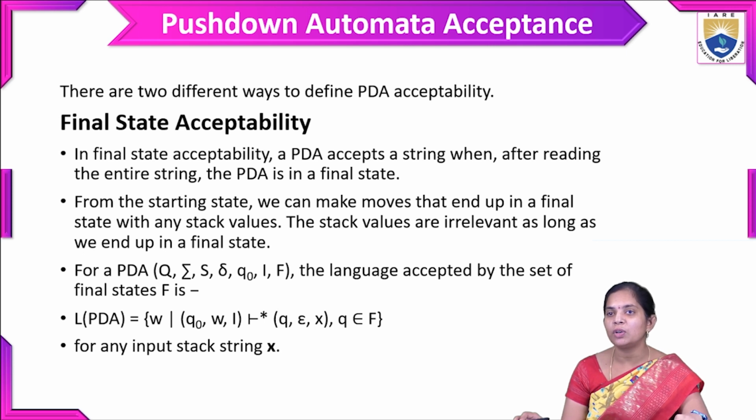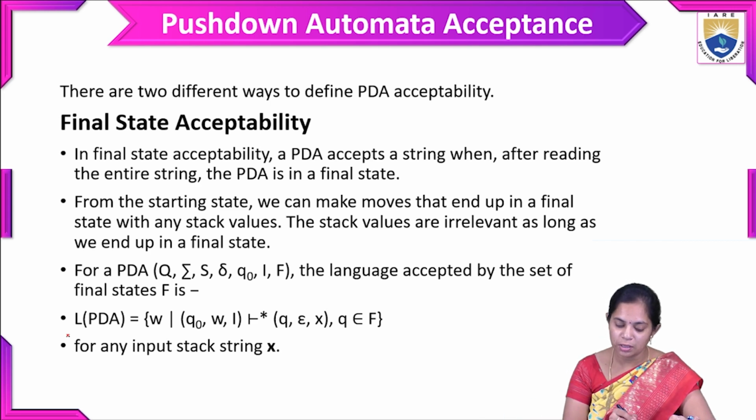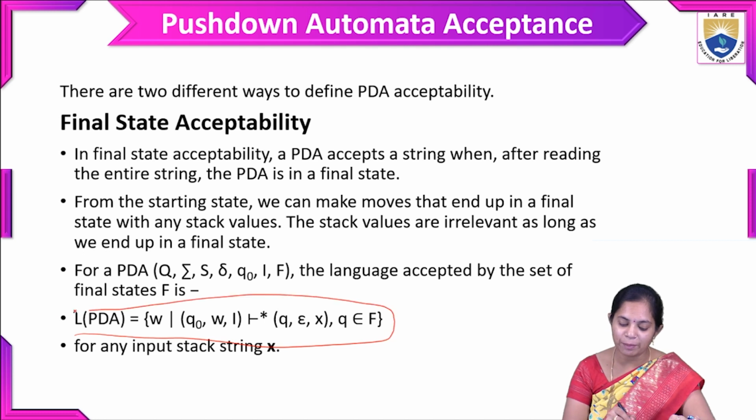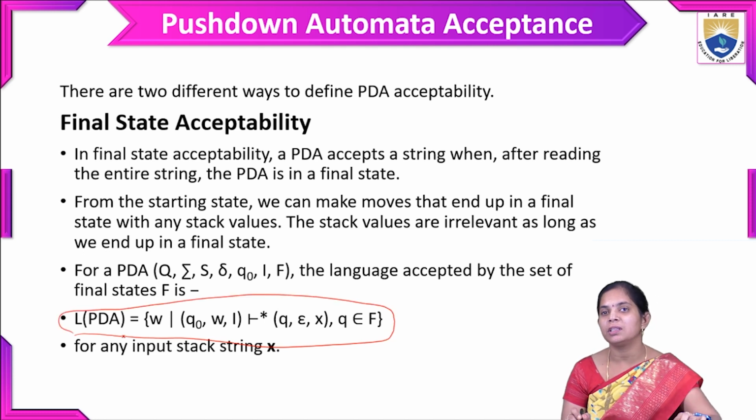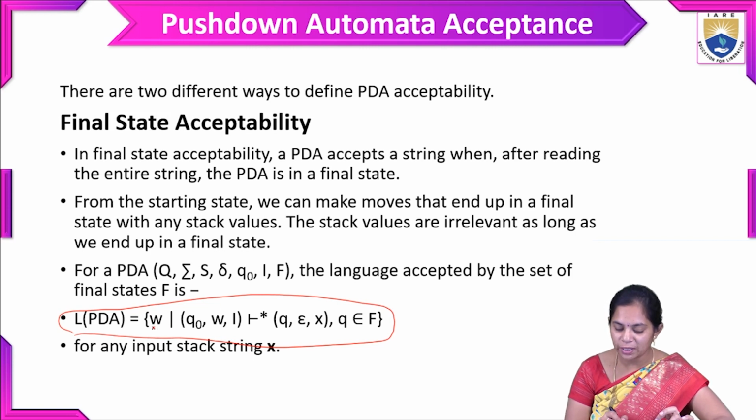For the pushdown automata, we already discussed that it is a 7-tuple notation, and how a given language is accepted. So for PDA, the language accepted by the set of final states F is defined as follows. In final state acceptability, the word is nothing but the string which was constructed for the given language. The given language has many strings.